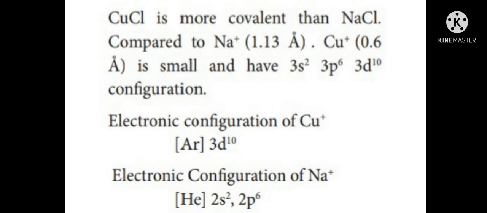In the Cu plus ion, the electronic configuration is the stable configuration of argon, 3d10. In the Na plus ion, the electronic configuration is the stable configuration of helium, 2s2 2p6. The Cu plus ion has 3s2 3p6 3d10 configuration, whereas the Na plus ion contains 2s2 2p6 configuration. Hence, we completed the topic partial covalent character in ionic bond.